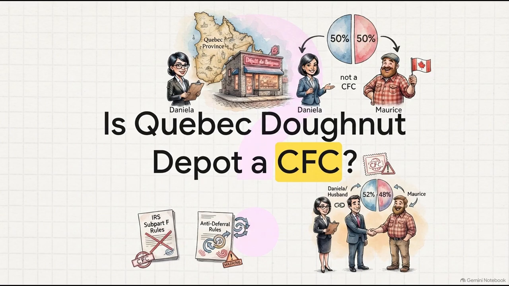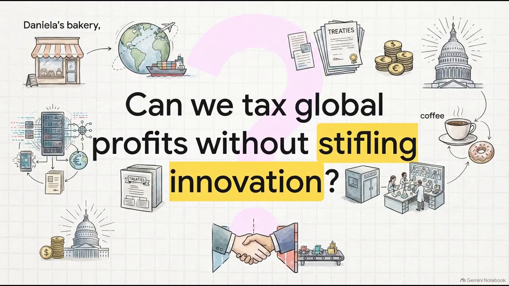But if Daniela's husband decides to buy just 2% of the stock from Maurice, the IRS attribution rules mean Daniela and her husband now collectively own 52%. Instantly, the company becomes a CFC, and all those complex anti-deferral rules snap right into effect. So, we've tracked Daniela's journey all the way from a local bakery to navigating the global tax nexus, sourcing rules, foreign tax credits, entity structures, and treaties.